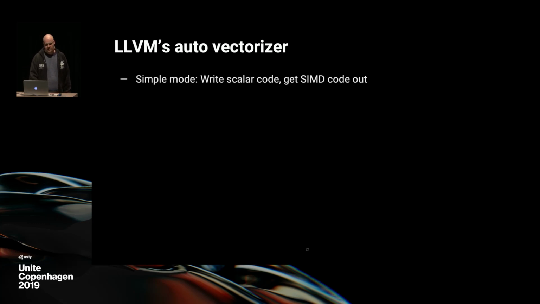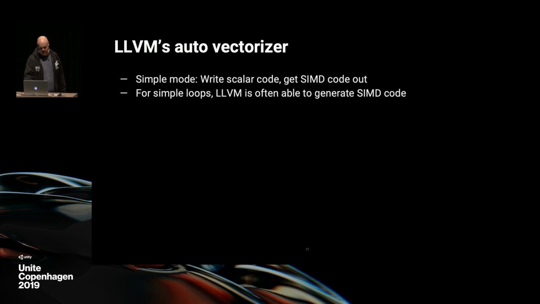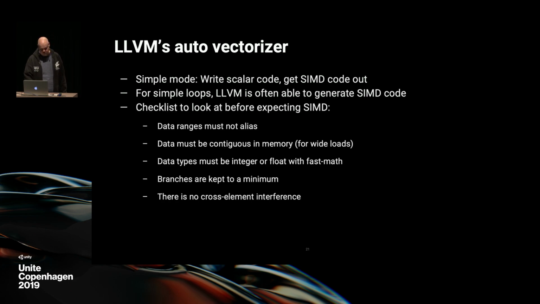So let's talk about the auto vectorizer for a bit. This is simple mode, or easy mode, right? You essentially target it with your regular scalar code, something, something, magic, magic, and you get SIMD out the other end. And here's one thing I'll say. If you have simple loops that are doing basic, simple stuff with arrays, LLVM is often able to just knock it out of the park. But it's naive to think that it will do amazing things with everything, right?